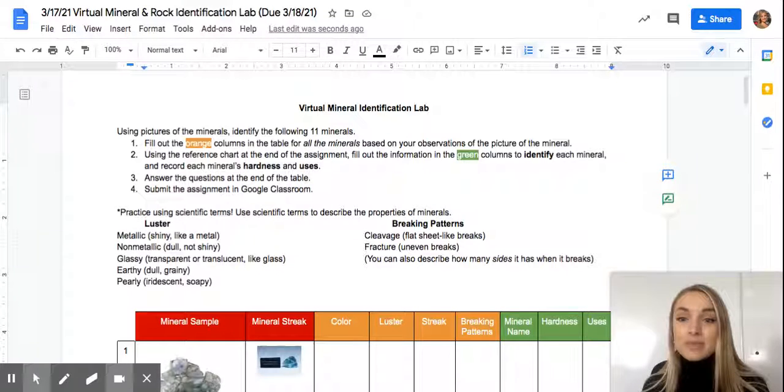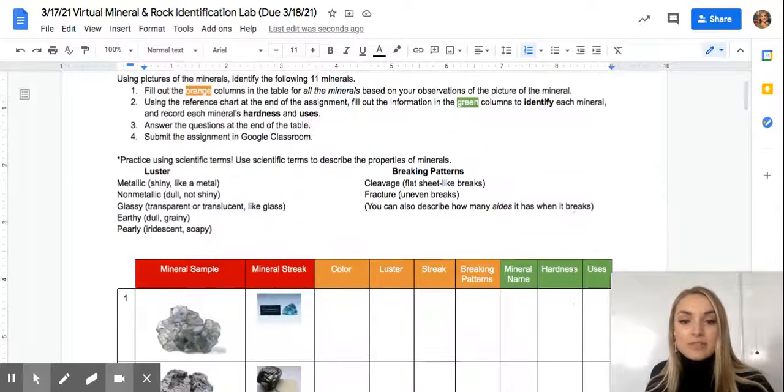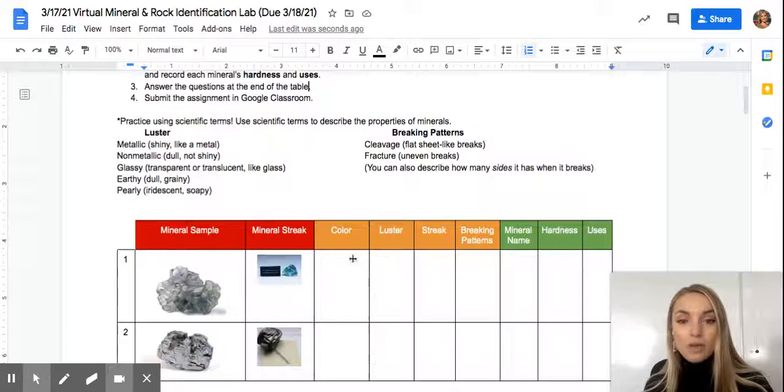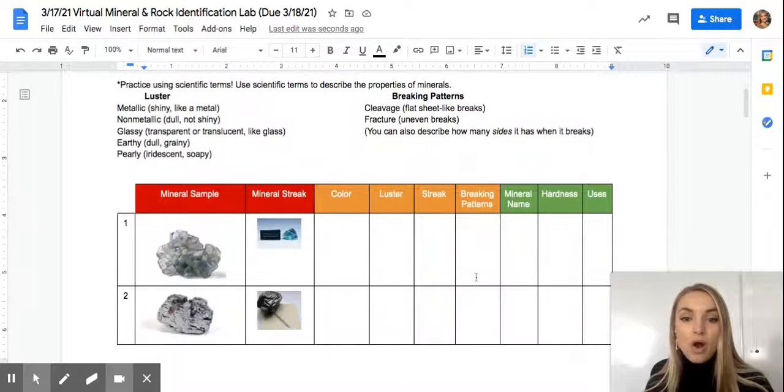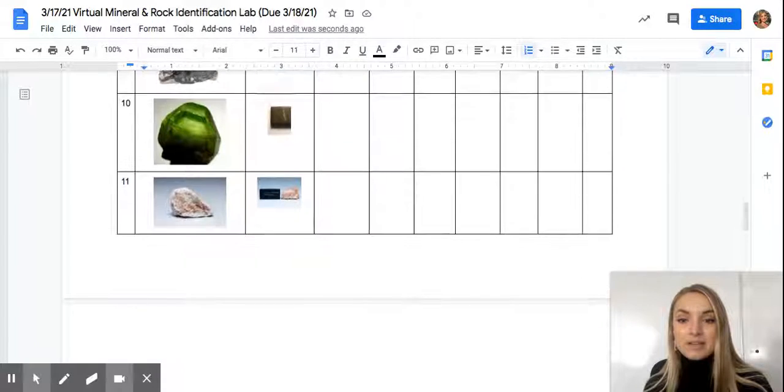Using the pictures of the minerals, identify the following 11 minerals. Step 1. Fill out the orange columns in the table for all the minerals based on your observations of the pictures of the minerals. So step 1 is to fill out these 4 columns for all of the minerals.